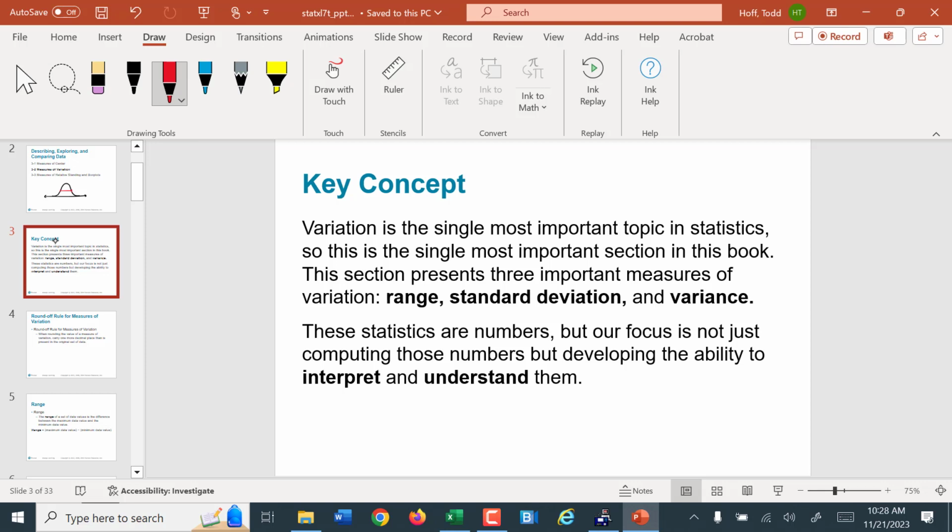We have three main measurements that we use. Range, which is probably the most biased of those estimates. Standard deviation and variance, which are very closely related to each other. These are going to be for numerical data, so we're not looking at any sort of qualitative data here.